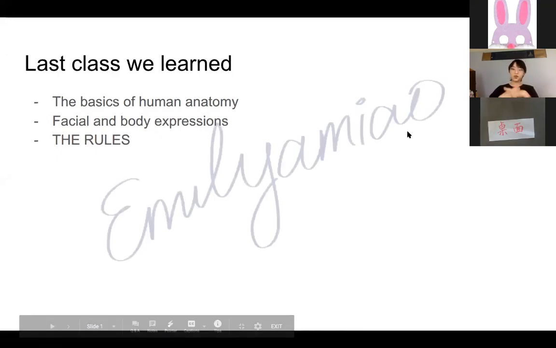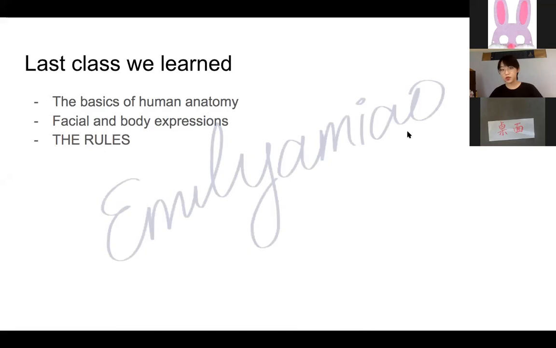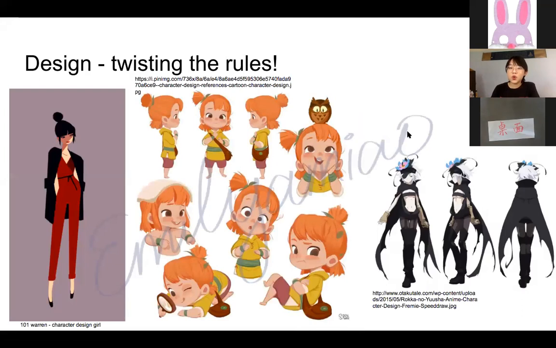Okay, so going over again, last class we learned the basics of human anatomy. We learned facial and body expressions. What we basically learned are the rules that we follow for an anatomically correct body and an anatomically correct face, the rules you follow when you're trying to draw something as close as possible to the general human figure.